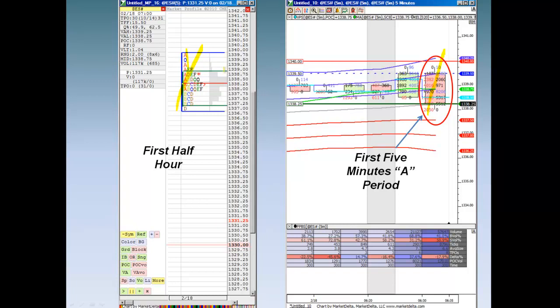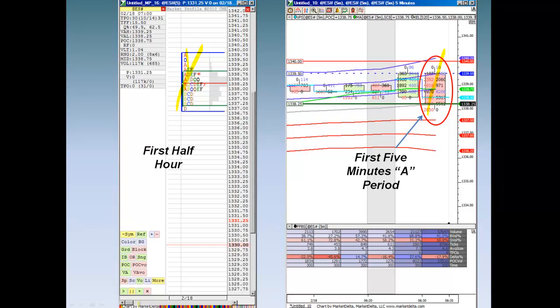Since this is a half-hour profile of period A, we have each 5-minute increment creates a column for us, or a letter, and 6 of them comprise the entire profile.